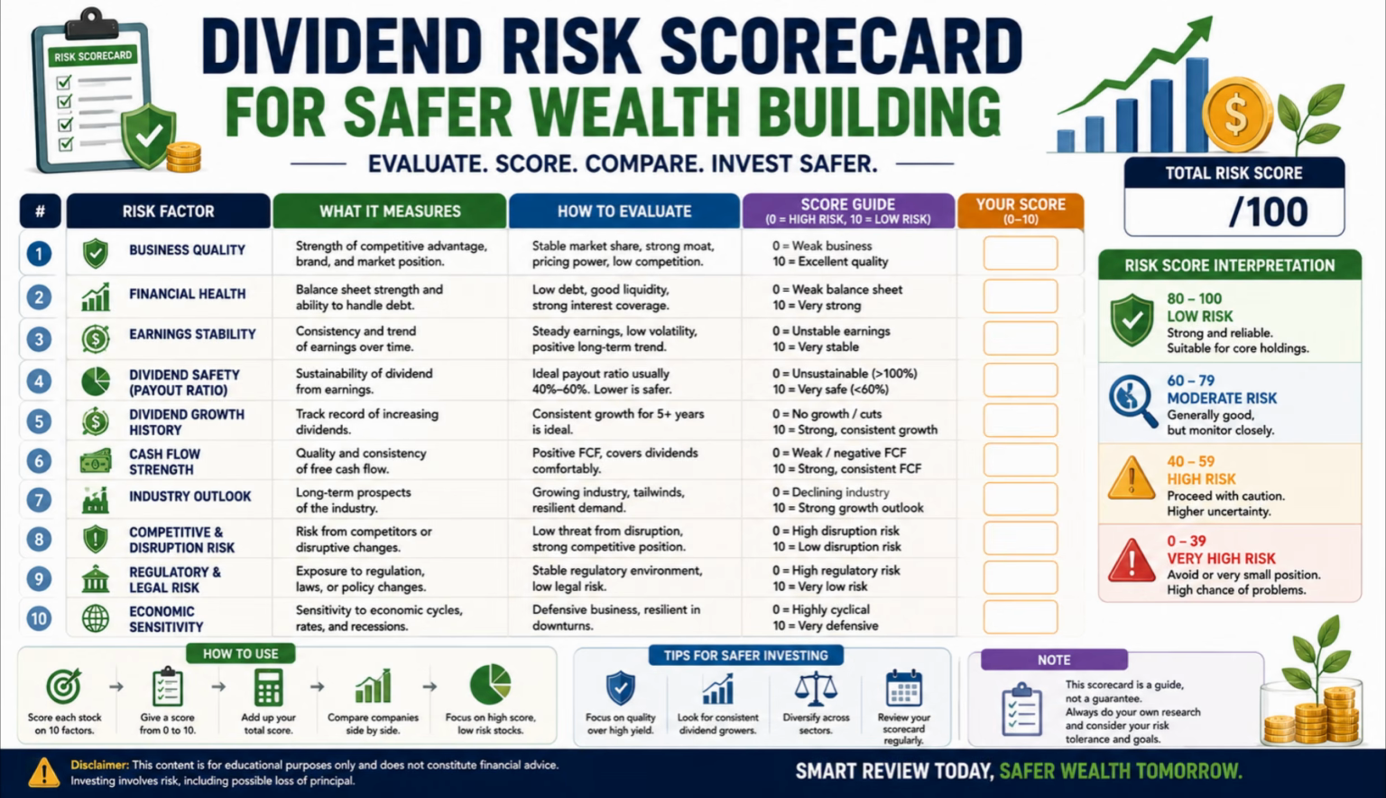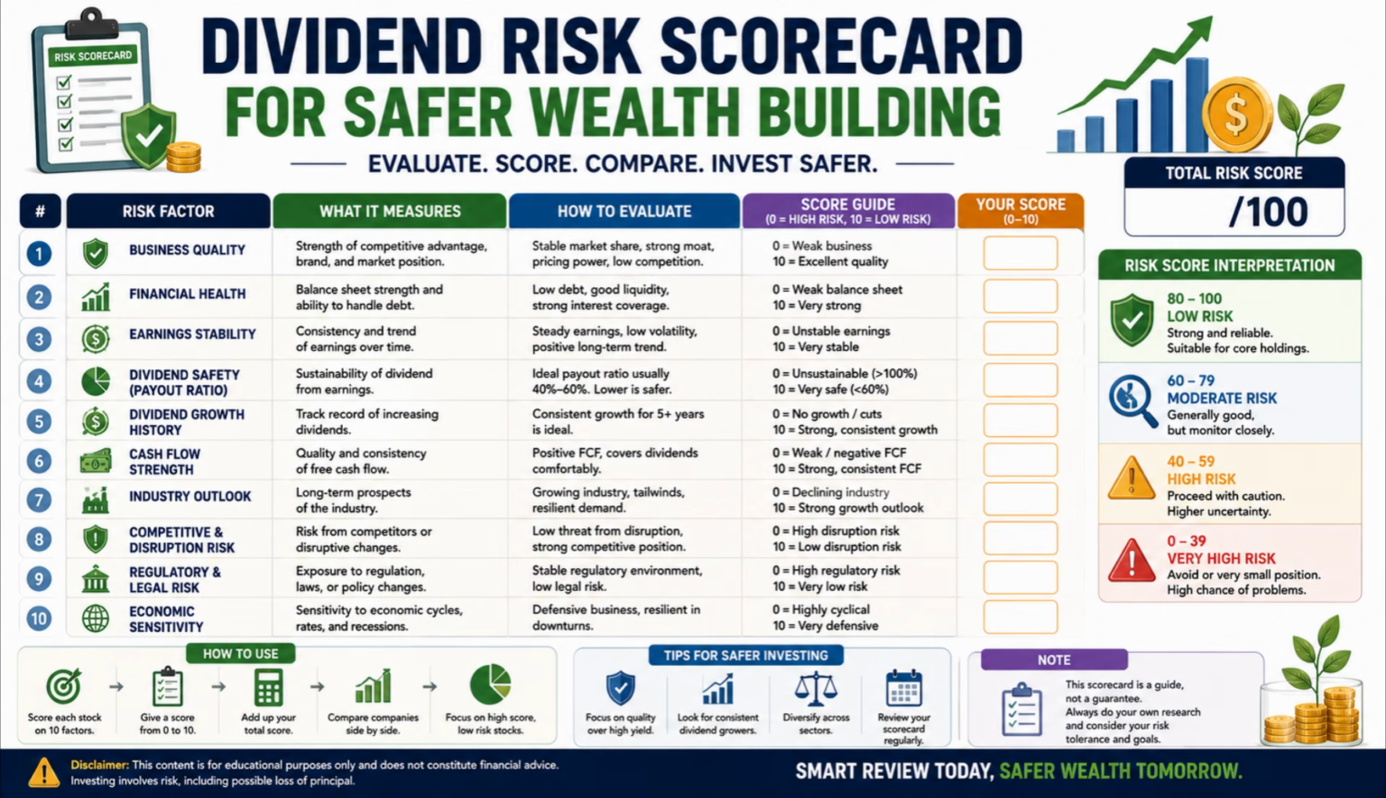To use the scorecard effectively, evaluate every dividend stock using the same 10 factors, calculate the total score, and compare several companies side by side. Focus on higher quality businesses rather than simply choosing the stock with the highest dividend yield. Moreover, diversify across sectors and industries so that one weak company or economic event does not damage the entire portfolio.